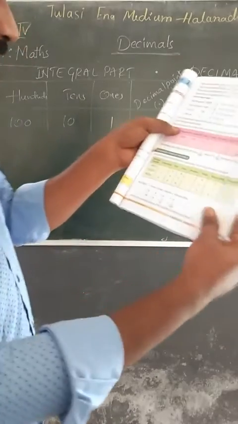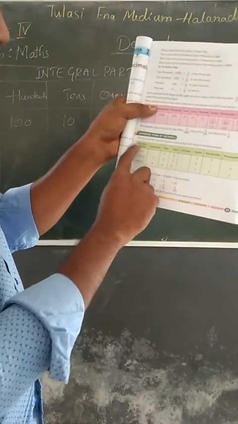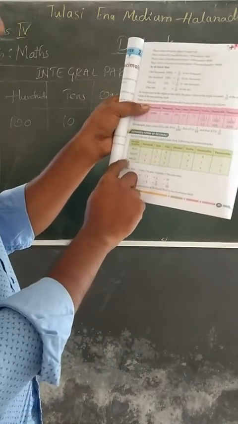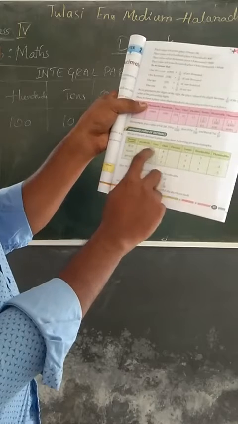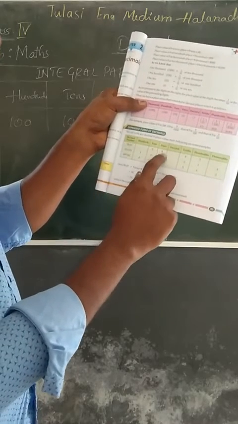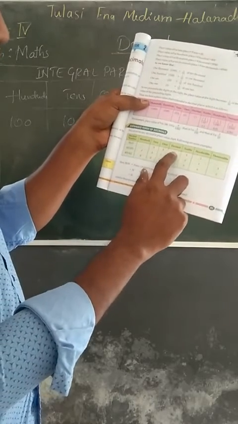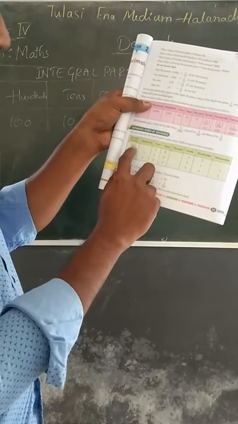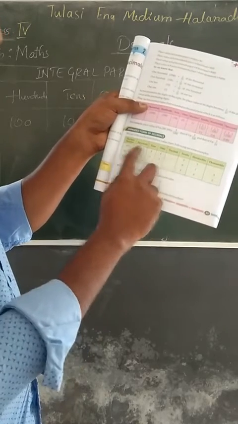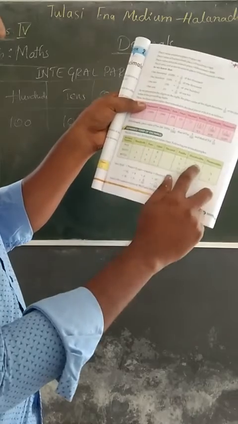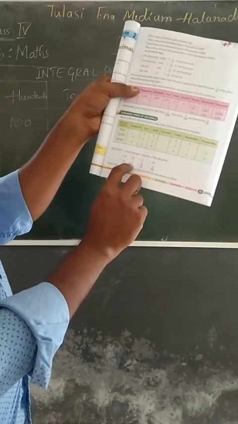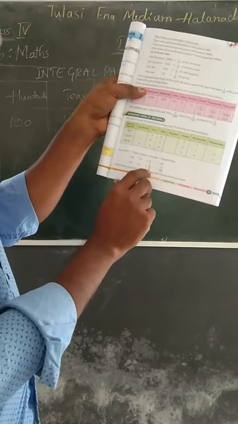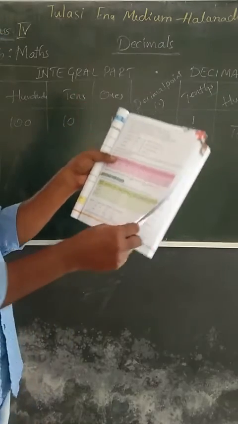Here is an example. Make the columns in this way and write 58.63. 5 is in the 10's place, 8 in the 1's place. Put the decimal point. 6 in the 10th place, 3 in the 100th place. While expanding in this way: 50 plus 8 plus 6 by 10 plus 3 by 100.